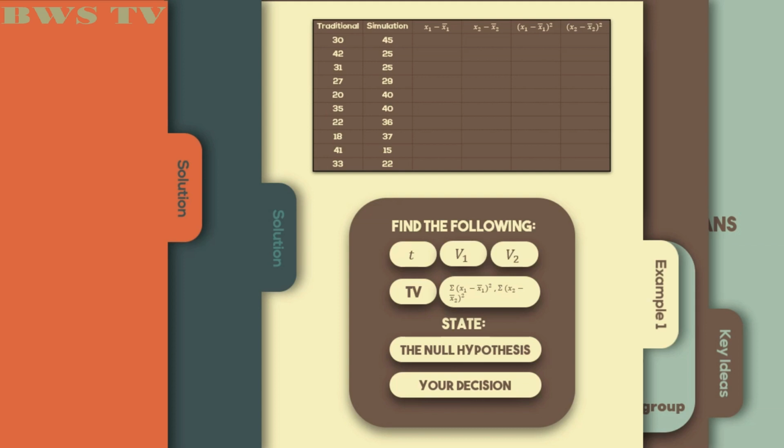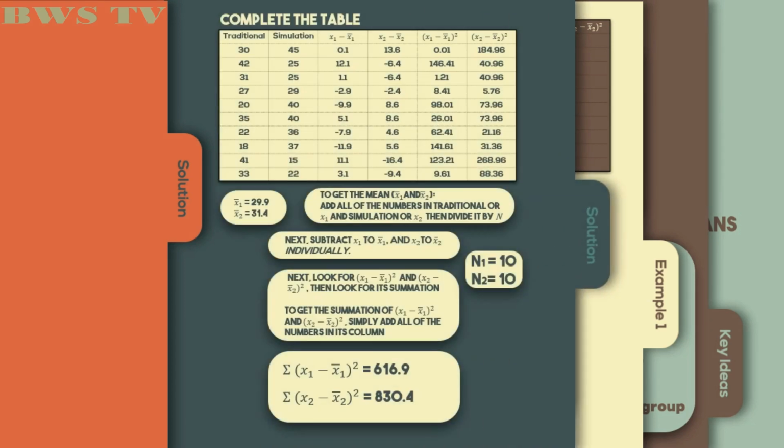Now we have to complete the table. In order to complete the table, you must do these following steps. First, get the mean of x sub 1 and x sub 2. To get the mean of x sub 1 and x sub 2, add all the numbers in traditional or x sub 1 and simulation or x sub 2. Then divide it by n. The summation of x sub 1 is 29.9 and the summation of x sub 2 or simulation is 31.4.